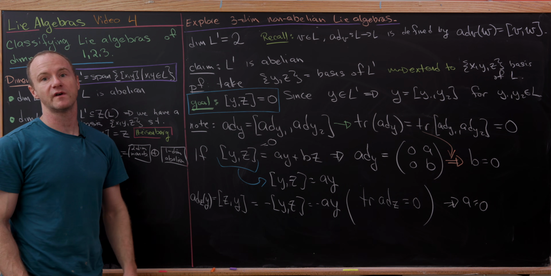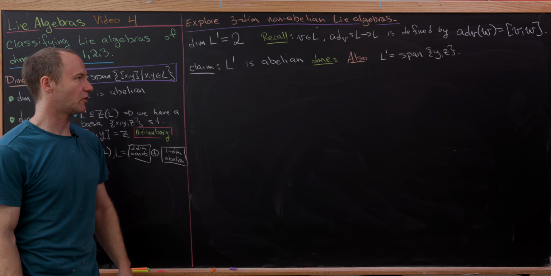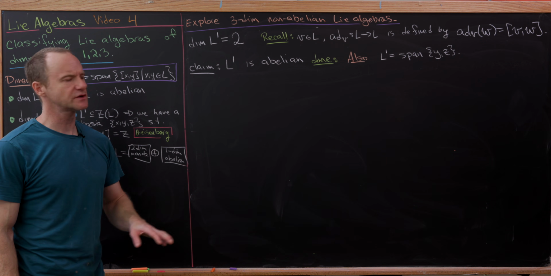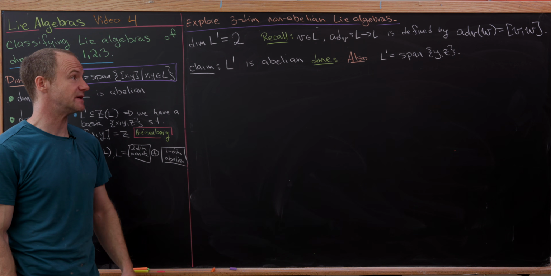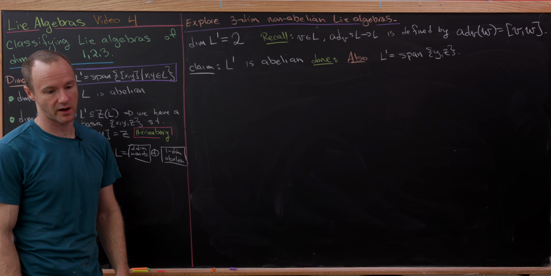Okay, so now let's move on from there. We just showed that L prime was abelian, and let's also recall that we're taking Y and Z to be basis vectors of L prime.